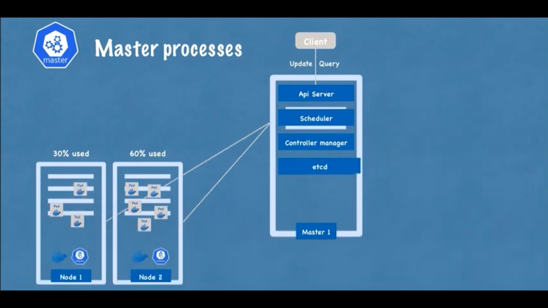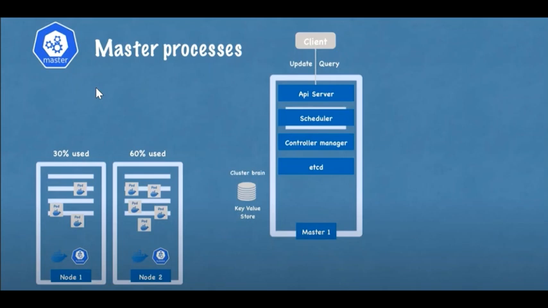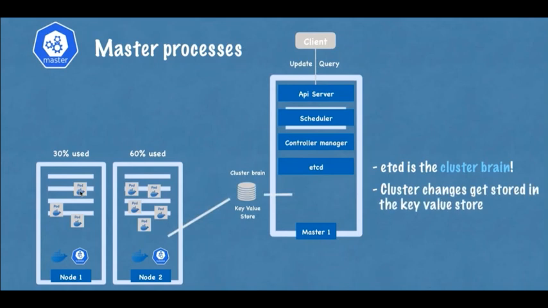which is the key-value store of the cluster state. You can think of it as the cluster brain, which means that every change in the cluster, for example when a new pod gets scheduled or when a pod dies, gets saved or updated into this key-value store. etcd is the cluster brain.